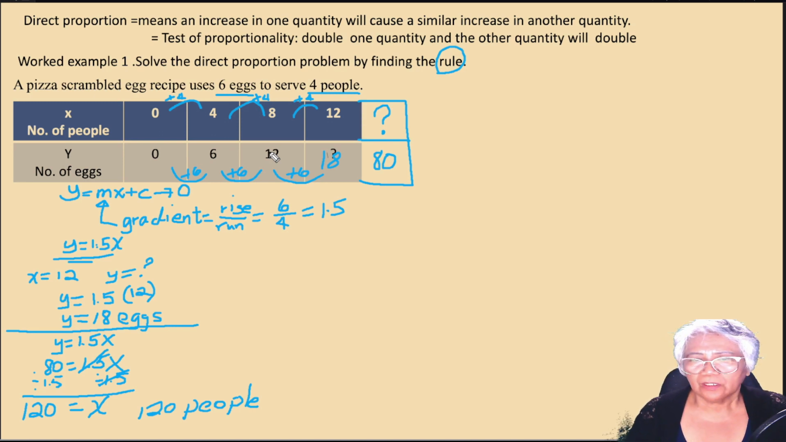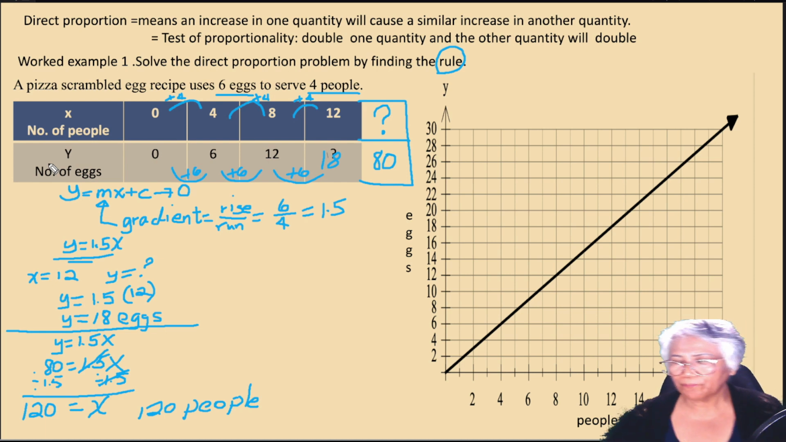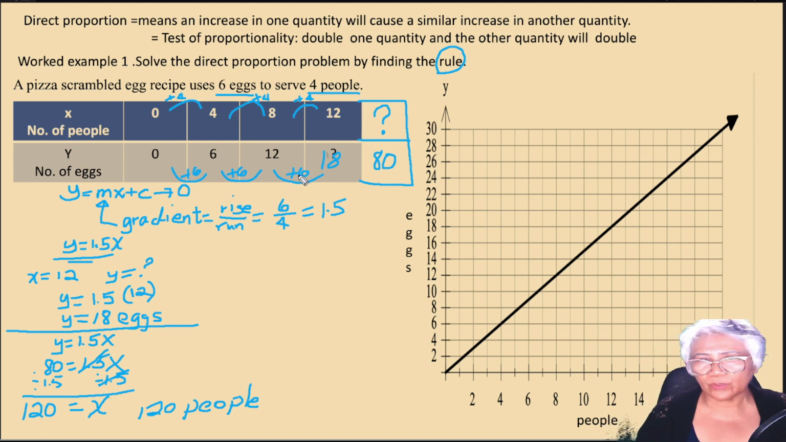Okay, so you can see how we used the rule. So the rule here is y equals 1.5x. Okay, so let's look at the graph of this. The graph is that, and you have the vertical, which is the y, is the number of eggs, and the x-axis is the number of people. So the information that we have here, we can read as well in this graph.